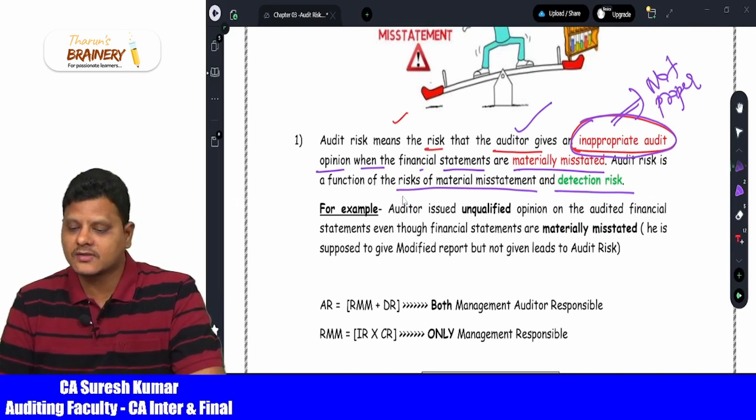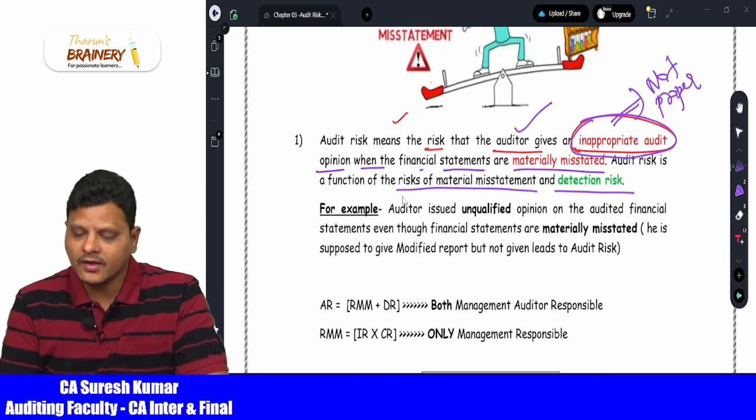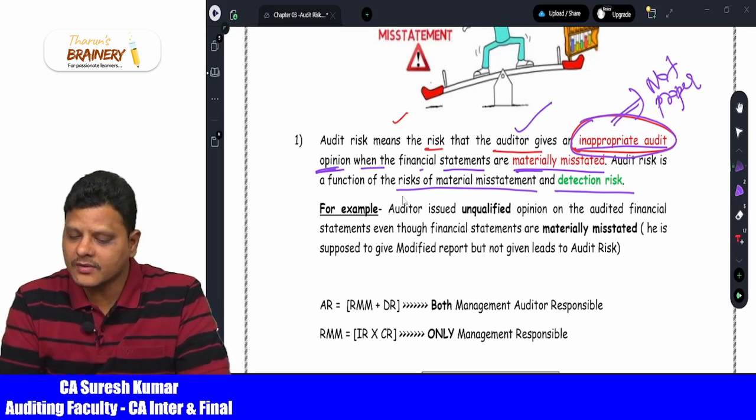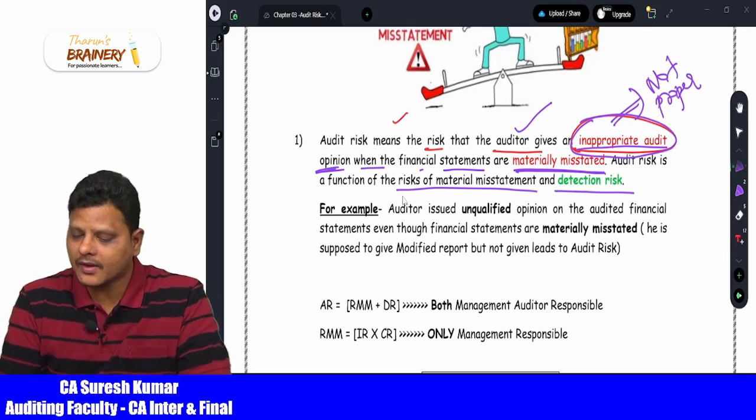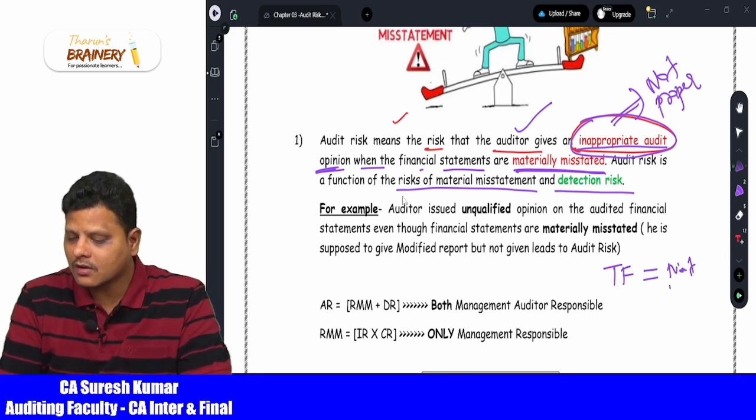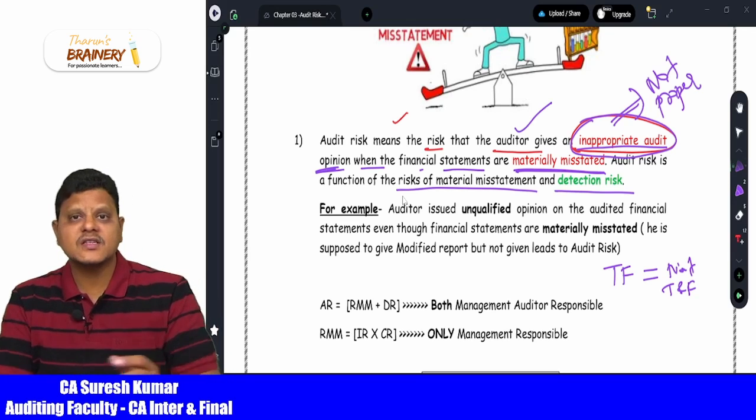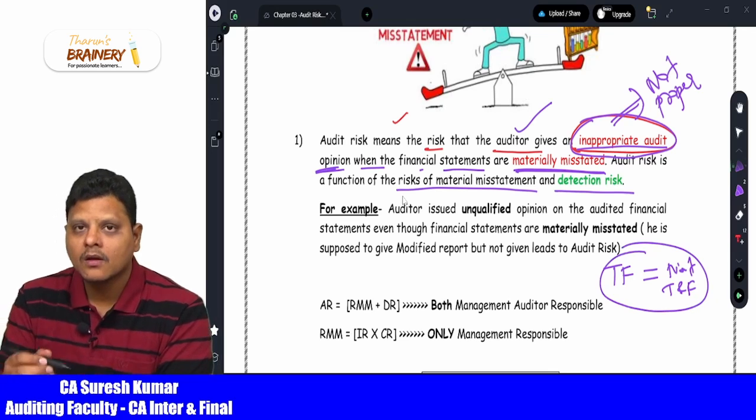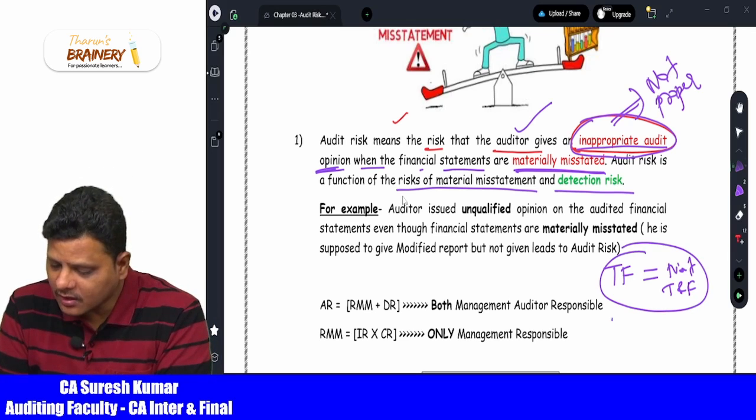We are doing quick revision of the concepts. Now, listen very carefully. It very clearly says, the auditor is giving an inappropriate opinion when the financial statements are materially misstated. Now, let us take another example. Financial statements are reflecting a true and fair view, but the auditor says it is not a true and fair view. Is this a material audit risk? It is not an audit risk. What is audit risk? Financial statements have material misstatements, but the auditor says there are no material misstatements.